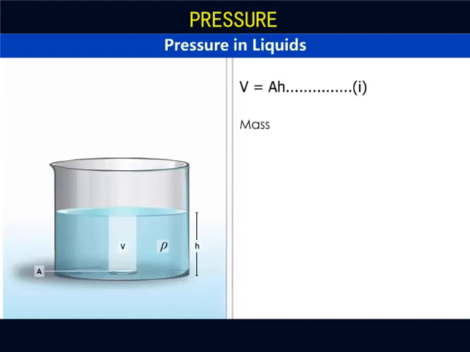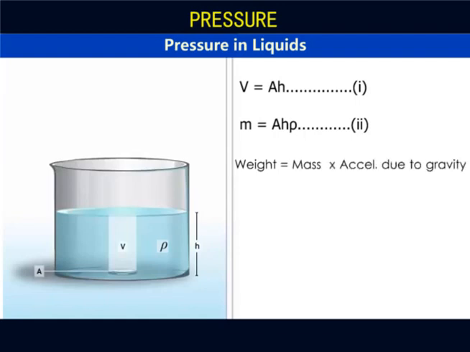The mass of the liquid column, M, is equal to volume times density. So M is equal to V times rho. Substituting equation 1 here, then M is equal to AH times rho. We call that equation 2. Weight of the liquid column is equal to mass times the acceleration due to gravity, g. That is, weight is equal to mg. Substituting equation 2 here, then weight is equal to AH rho times g.